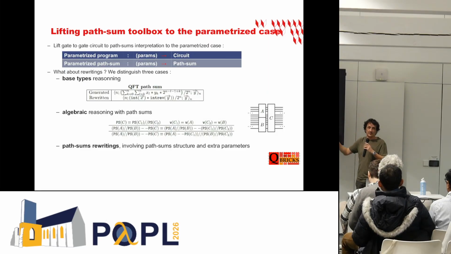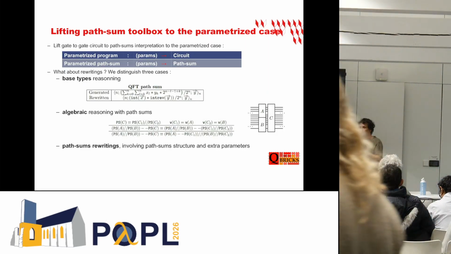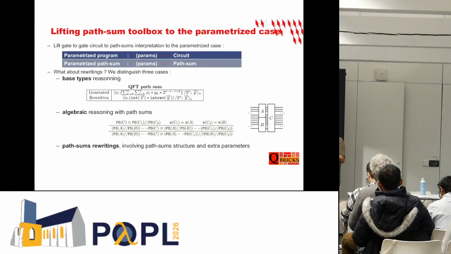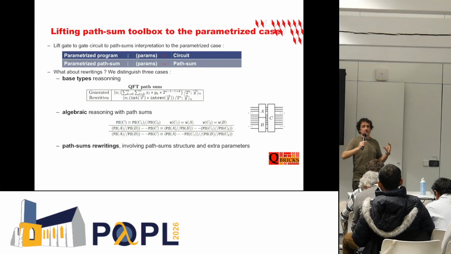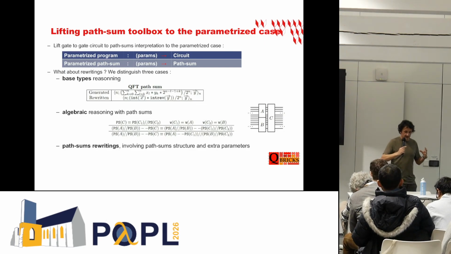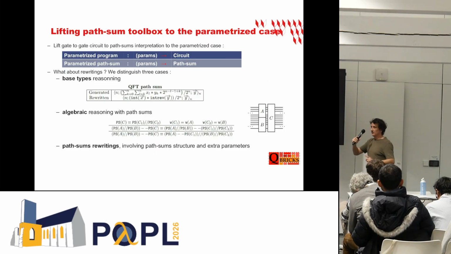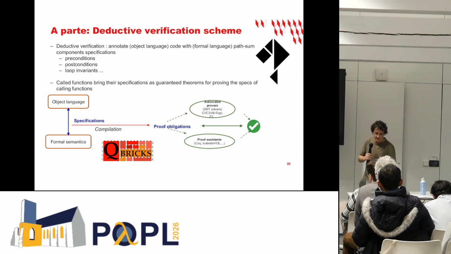The third one corresponds to the rewriting in the sense of the path sum theories. It is when the very structure of the path sum is involved, and when there are some transformations that affect at the same time the different components of the path sum tuple. And this is basically harder to proceed.